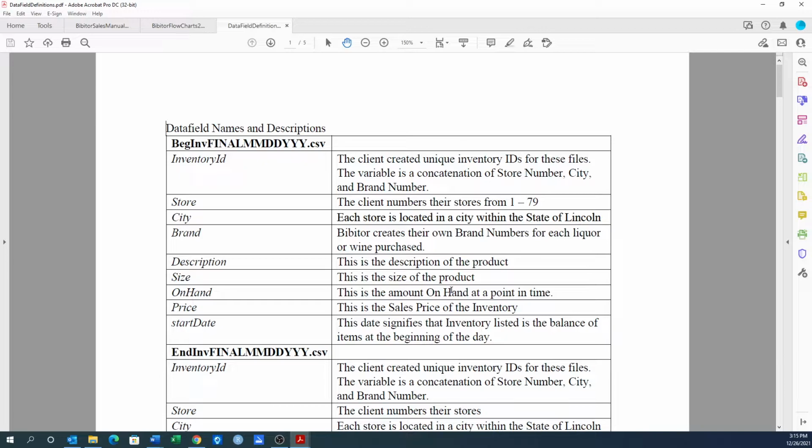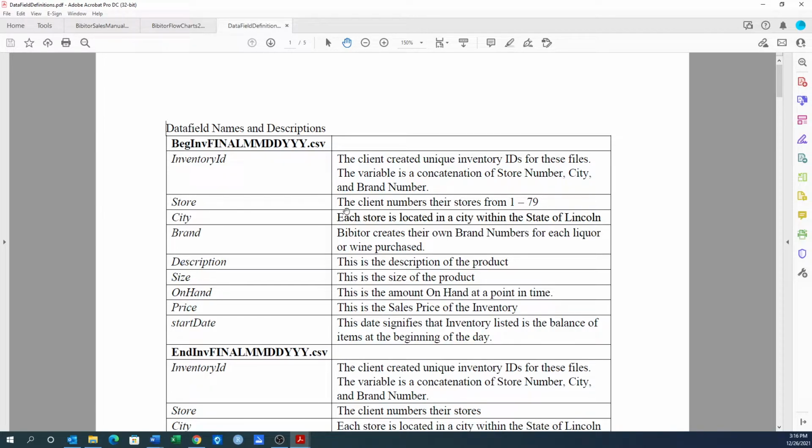Now we've got to find some measure of sales and some measure of location. Right away, looking at the beginning inventory file, I can see there's an inventory ID and a store number. The client numbers their stores from 1 to 79. Now, this is an old data table and an old data description. I think they've added more stores and they may be above 80, so we'd have to do a little research into this. Remember, sometimes when you're looking at your company's information, they may not have it all up to date.